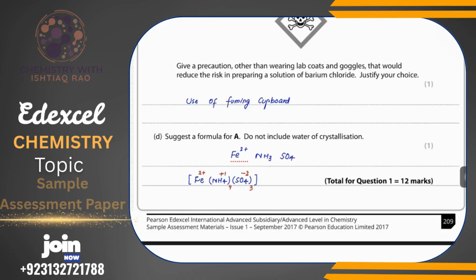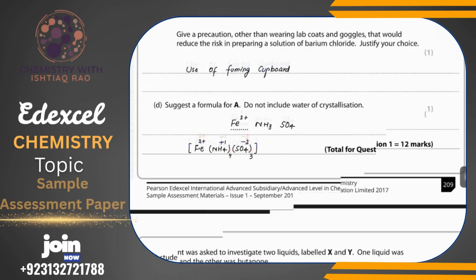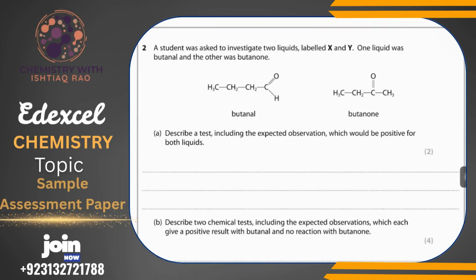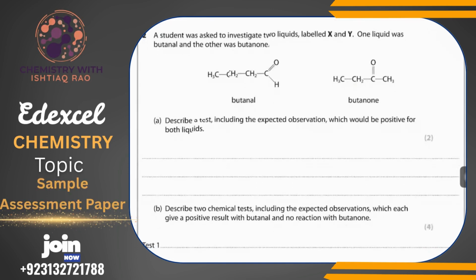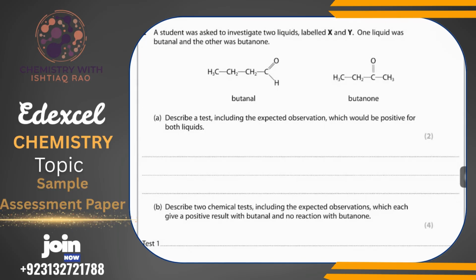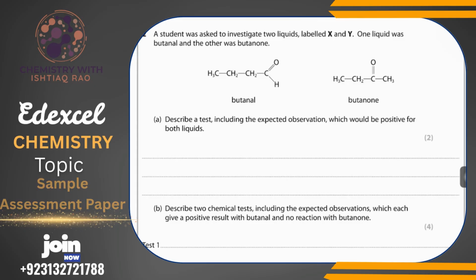Okay, question number 2 says describe a test including the expected observation, which would be positive for both liquids. React with DNPH. DNPH would react with both. Oh, they are asking for both. So what would we observe? Formation of yellow precipitate, right?